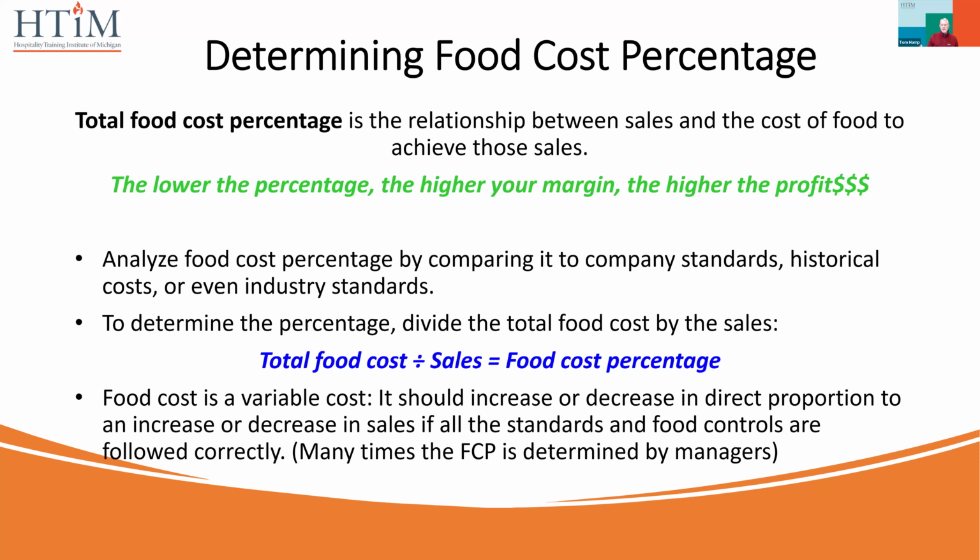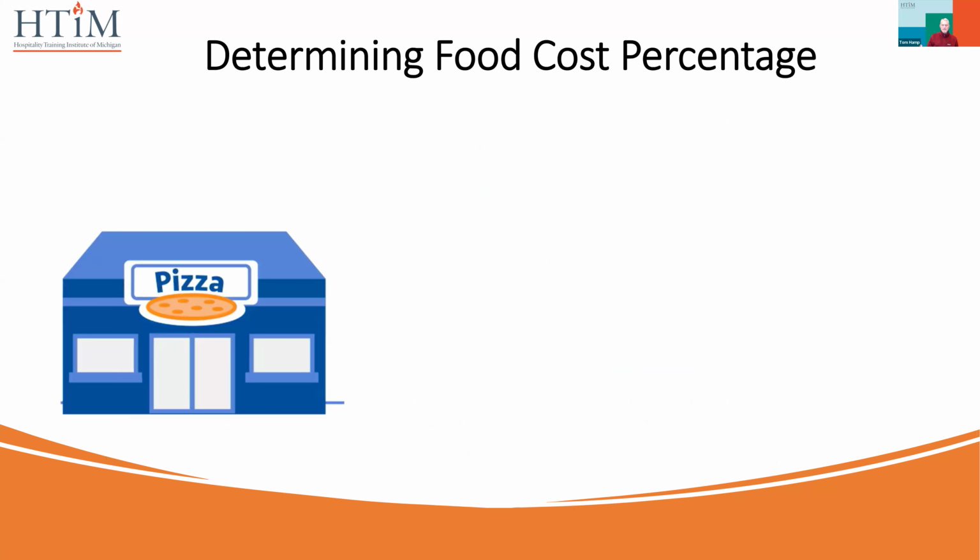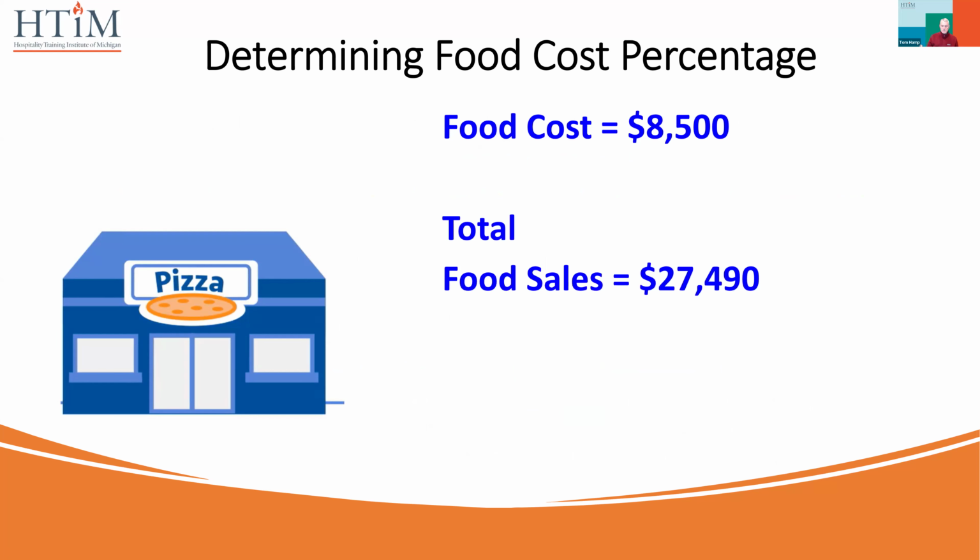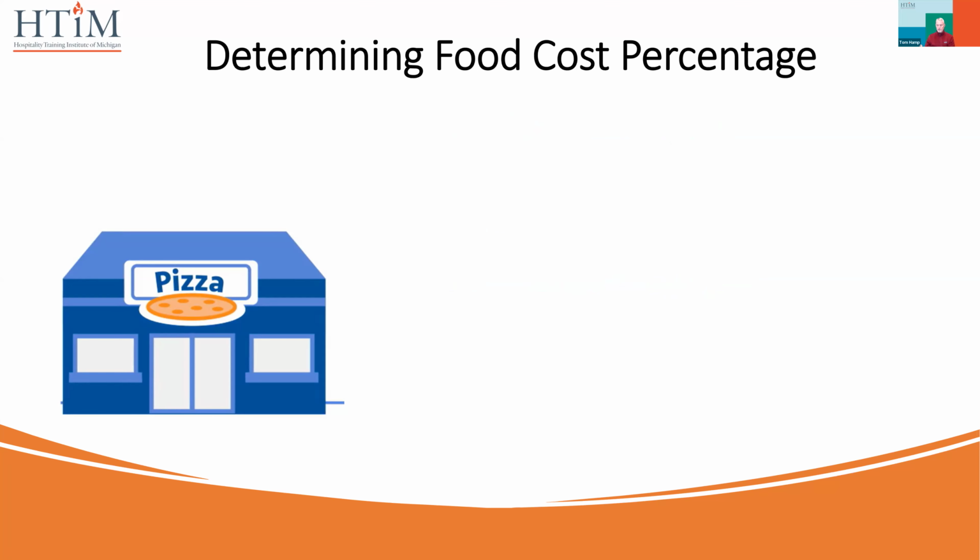So let's put an example to that. So pizza, right? Food cost for the month is $8,500. Food sales is $27,490. So our food cost to buy all the ingredients for all the pizzas that we sell to get it in our inventory is $8,500. What we sold to our clients, our guests, and our takeout or whatever, however you operate your pizza joint, is $27,490. So that's pretty straightforward, right?